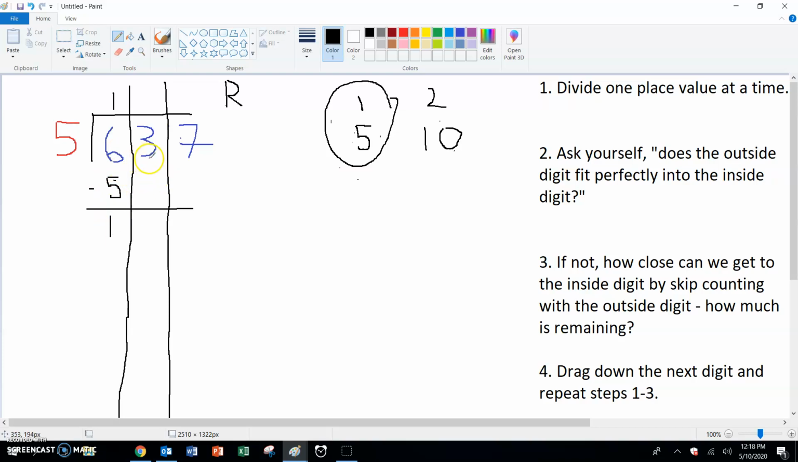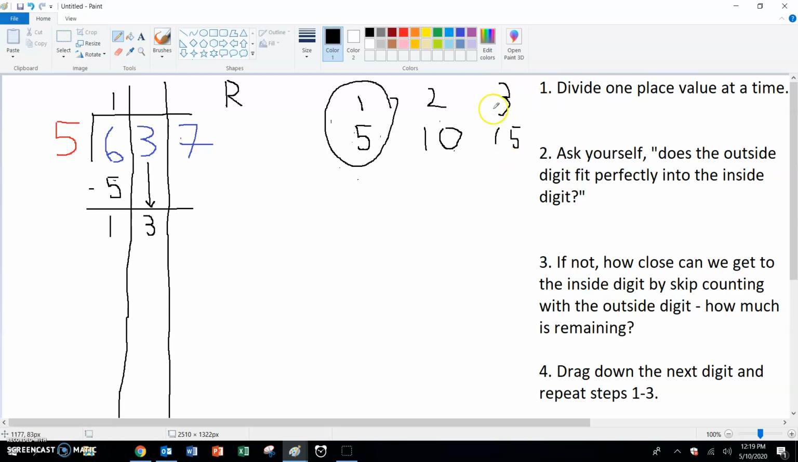Next, we drag down the next digit. The next digit next to the 6 is 3. Read what number we have just like it is, 13. And then we ask ourselves, if we skip count by 5, how close can we get to 13? Well, let's see. One group gives us 5. Two groups gives us 10. Three groups gives us 15.